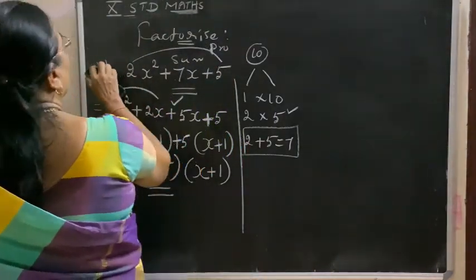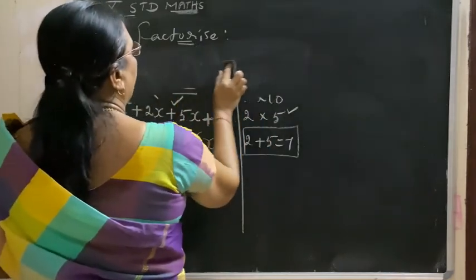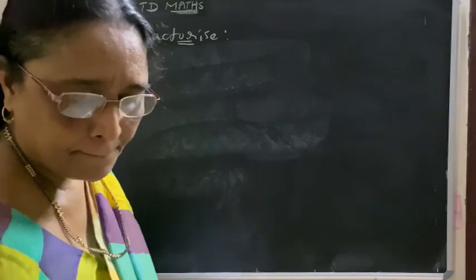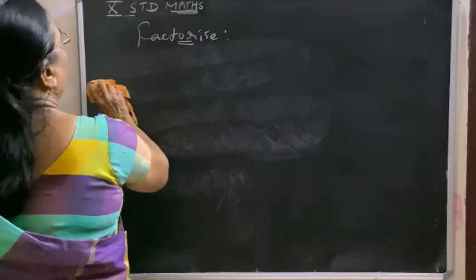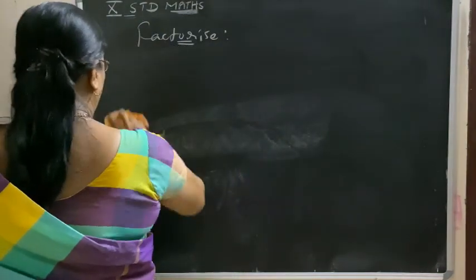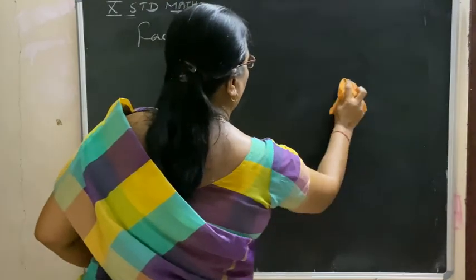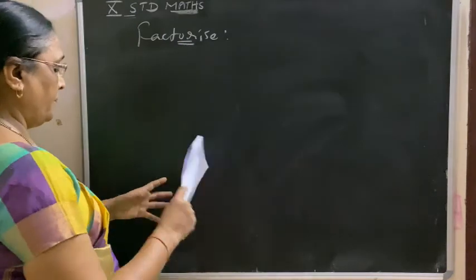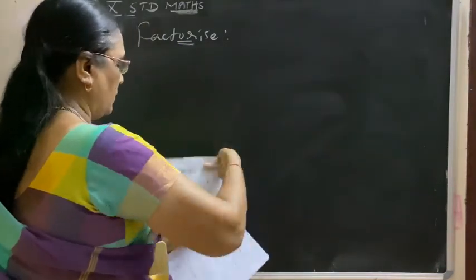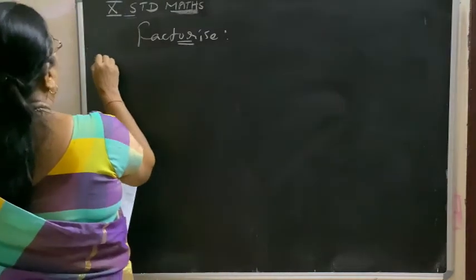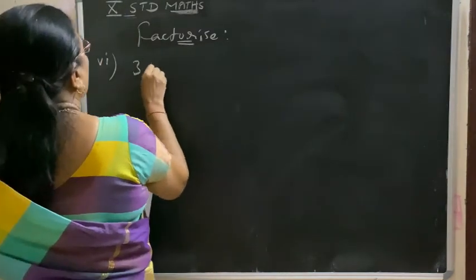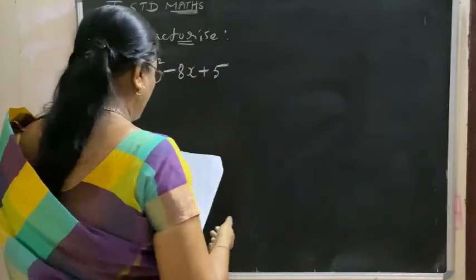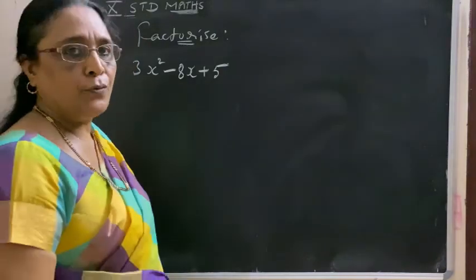Next, we pass on to the next type. That is the sixth type: 3x square minus 8x plus 5.